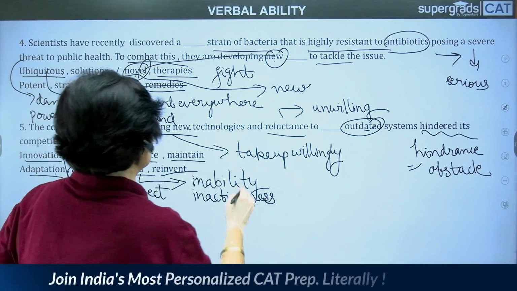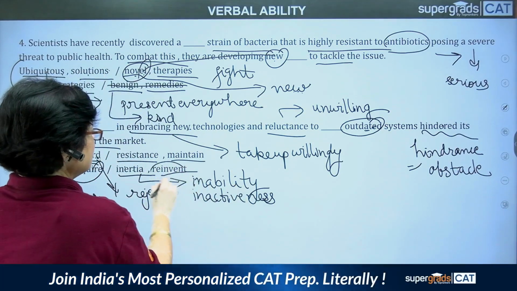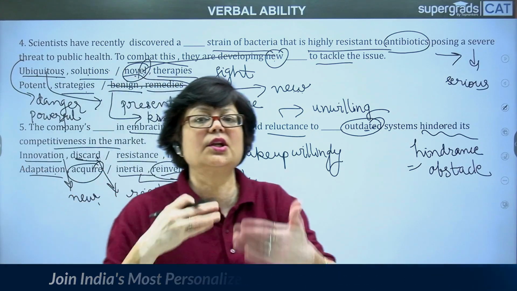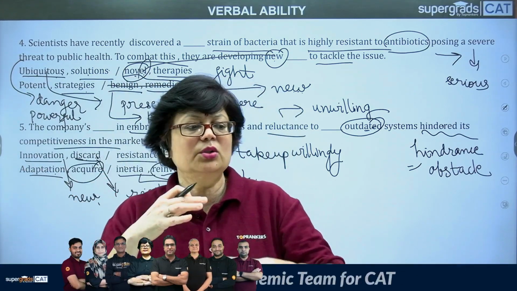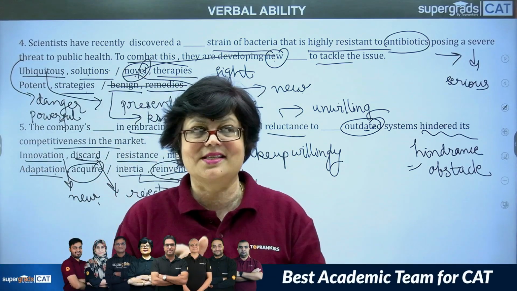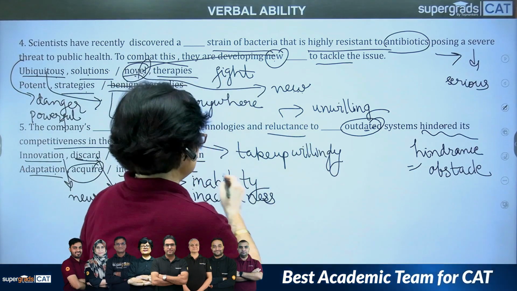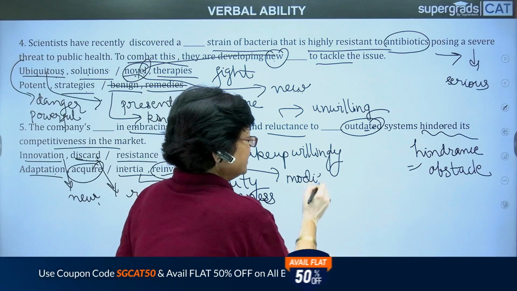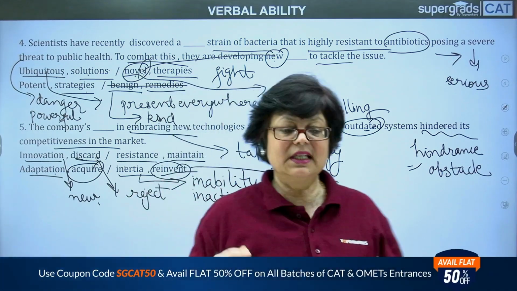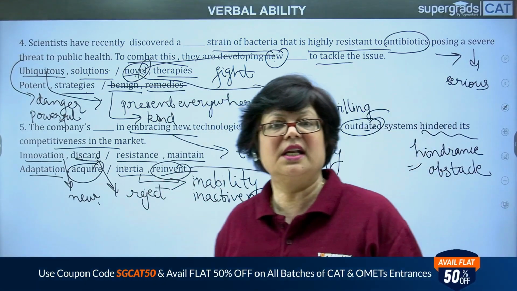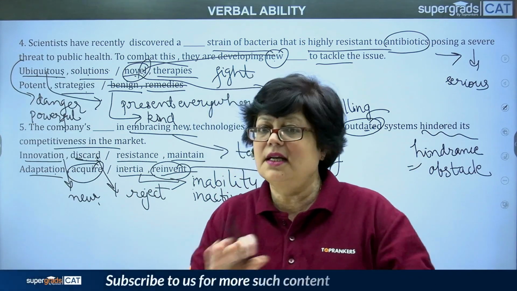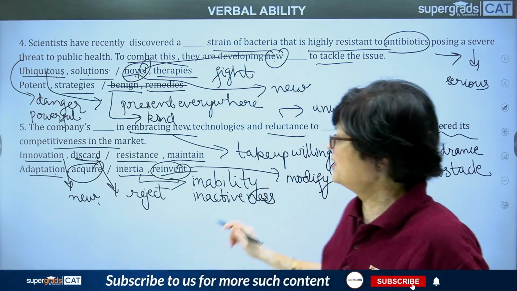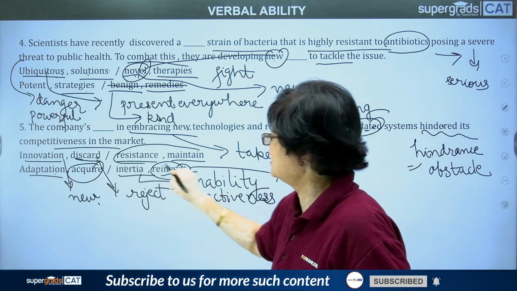Now look at this reinvent. Reinvent is to bring something new, to invent again, to make somewhat changes, to modify. Reinvent is to modify, but the modification is not happening, to suit the new needs which are coming up, the current needs. It is not happening, right? So which will be the best option is option 2.